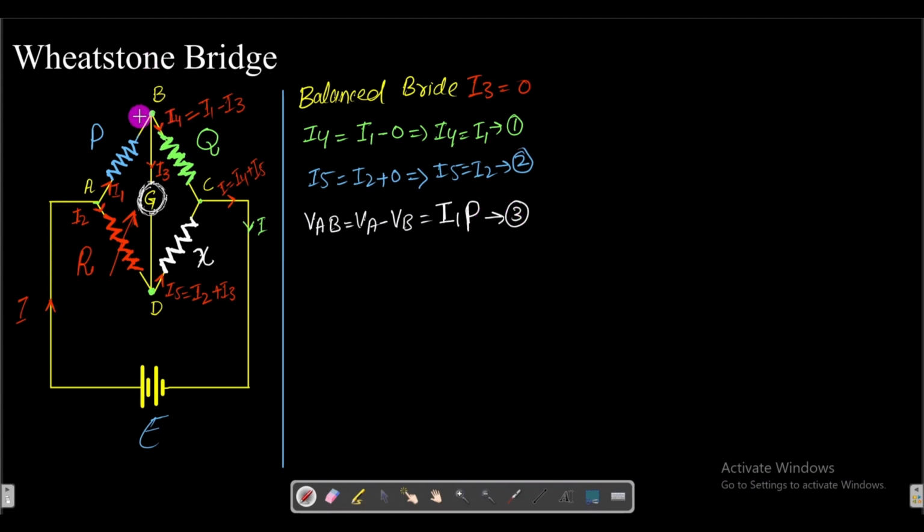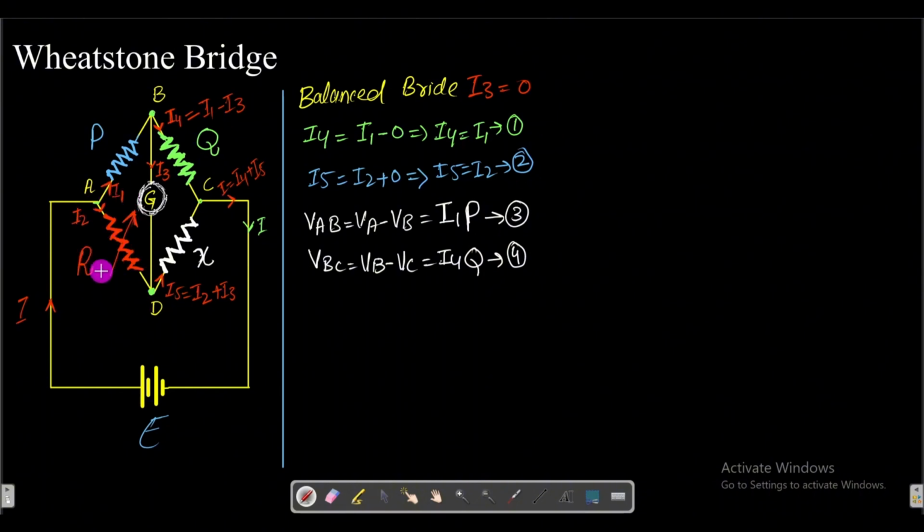And the potential difference here from B to C is given by VBC, which is equal to VB minus VC, and which is equal to the current I4 times the resistor Q. So we have this equation 4.